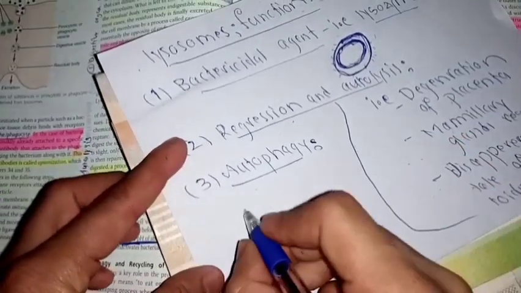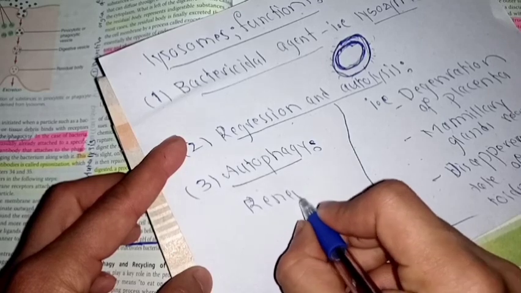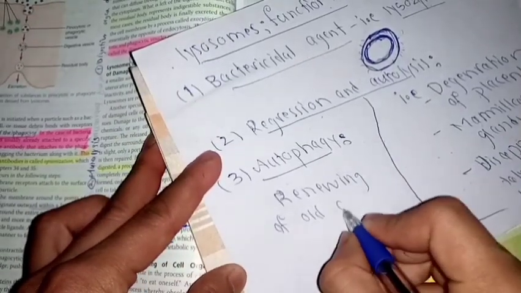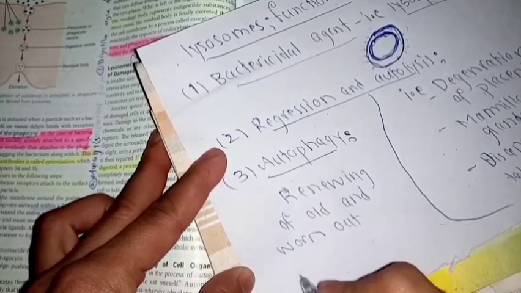So autophagy is used for the renewing of old and worn out structures of the cells.